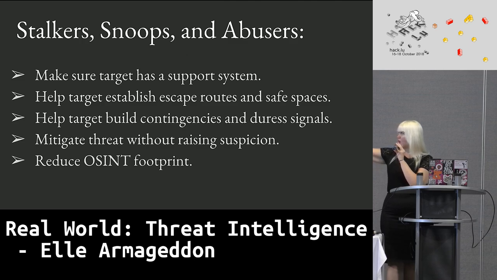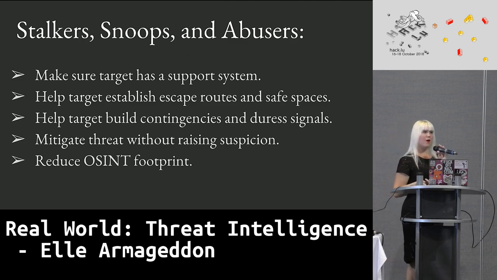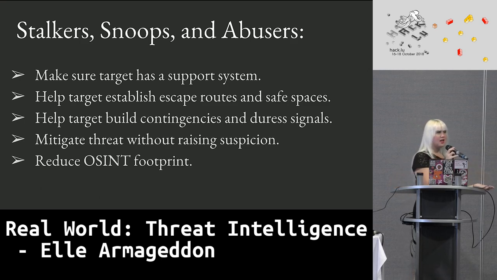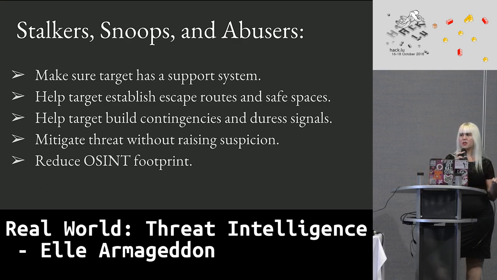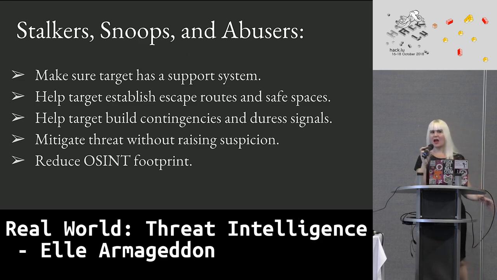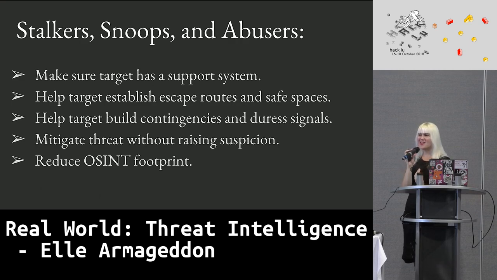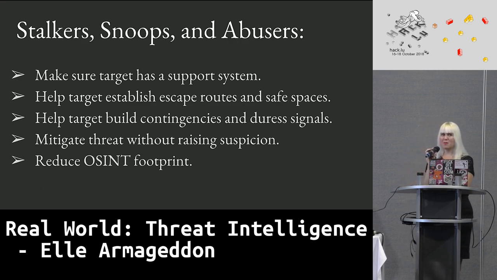So that's a way that we mitigate threat without causing suspicion. Other ways that we might want to think about mitigating threat without causing suspicion are maybe instead of recommending that they use Signal and use Tor, we want to start getting them to use Facebook secret messages, which is a weird thing for a privacy advocate to stand up here and suggest. But Facebook is a messenger that millions and millions of people around the world use every single day.